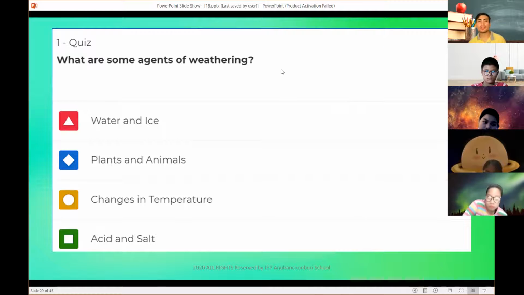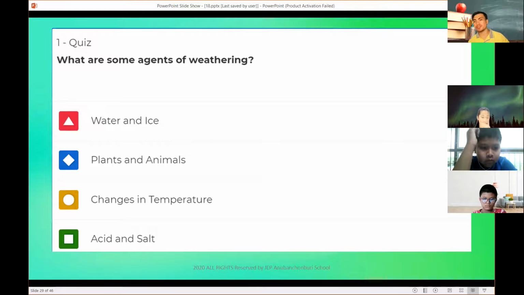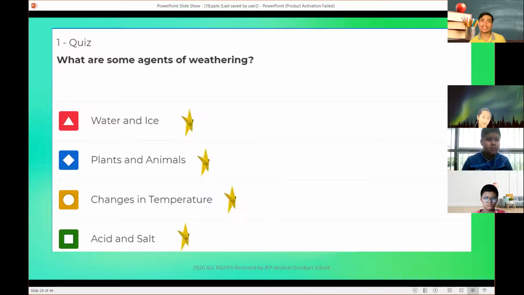What's your answer, Jirayu? Triangle. What about Natawat? What's your answer? Triangle. Okay. What about Pirapong? What's your answer? Triangle. So all of you answered triangle. The correct answers are, ta-dang, all of them. Triangle, diamond, circle, and square. Okay? So the next question here.